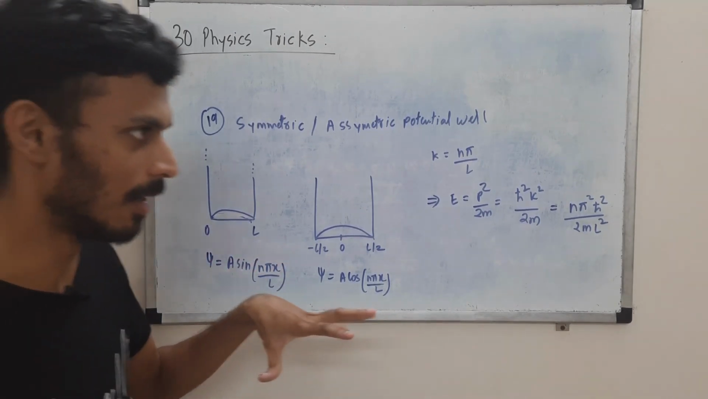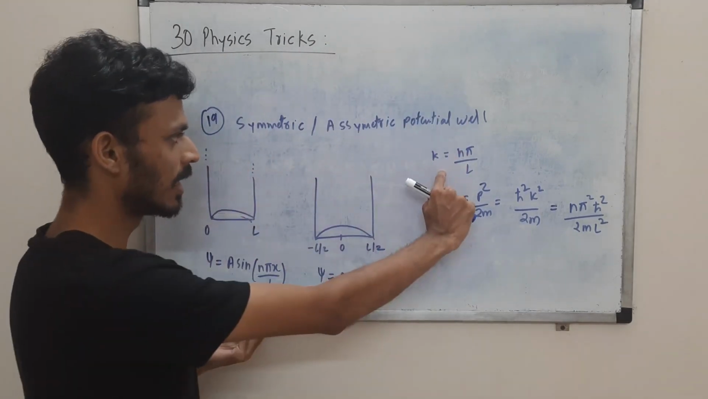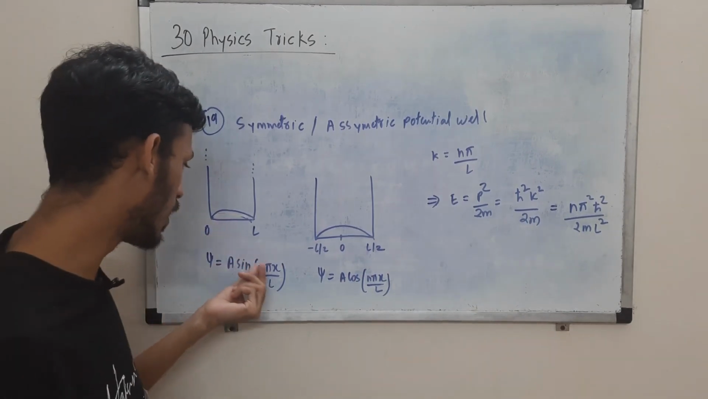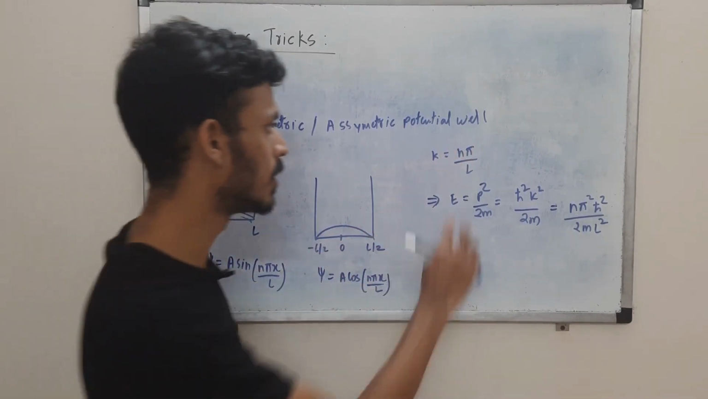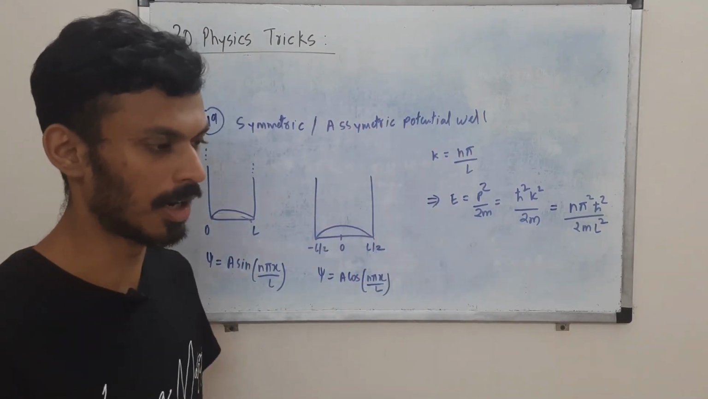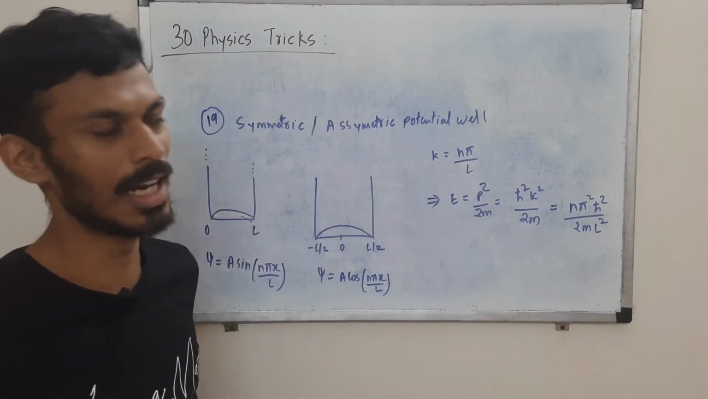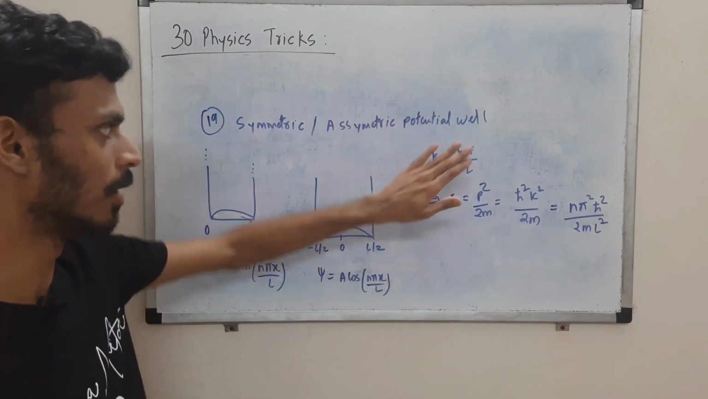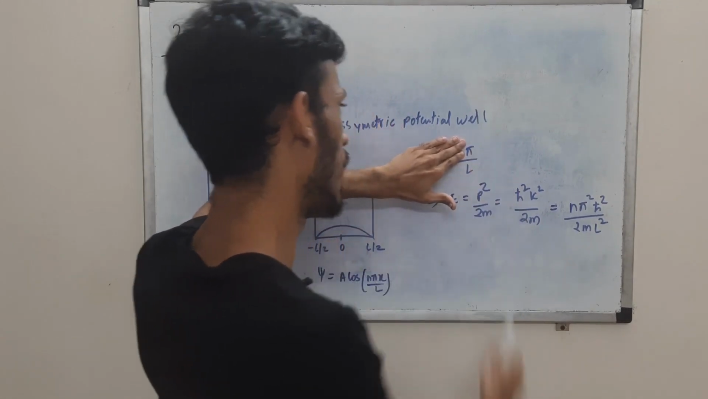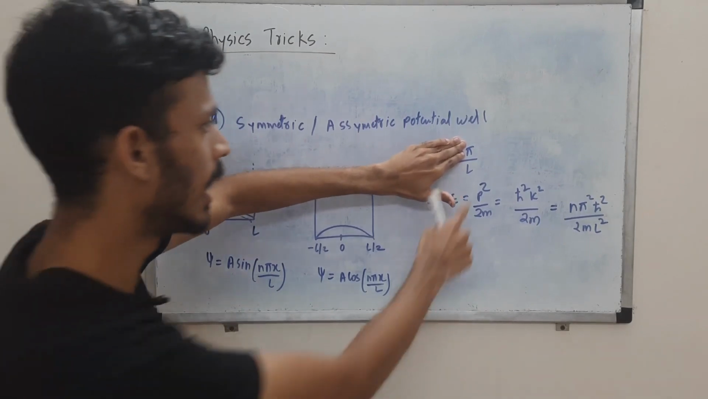Now this is very interesting, because this n pi x by L is basically k. What we are doing with this k is that we are adjusting the old period. Here n is the number of the state. Ground state is n equals 1. Then you go to the higher excited states by changing the value of n. So for the ground state, k is pi by L. So pi is the old period, and L is the new period.